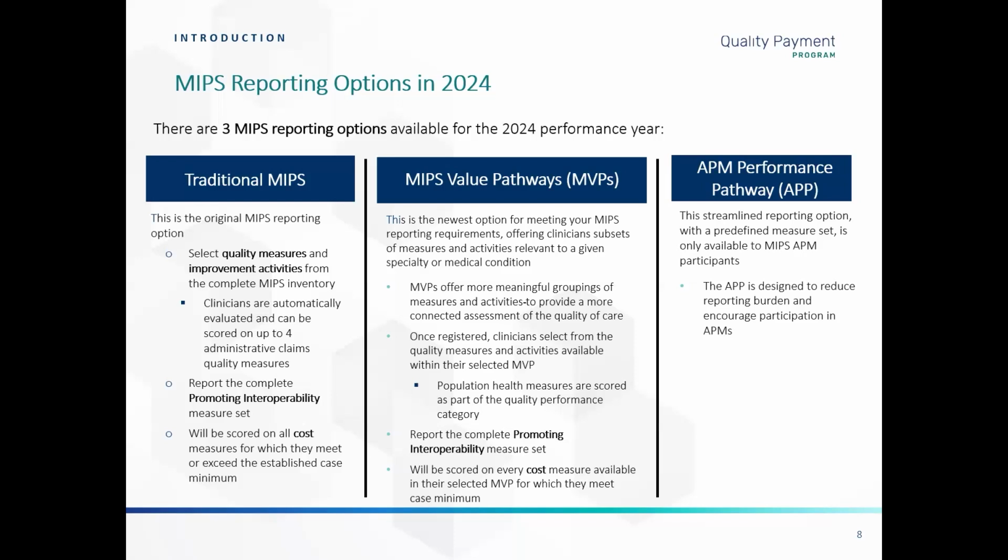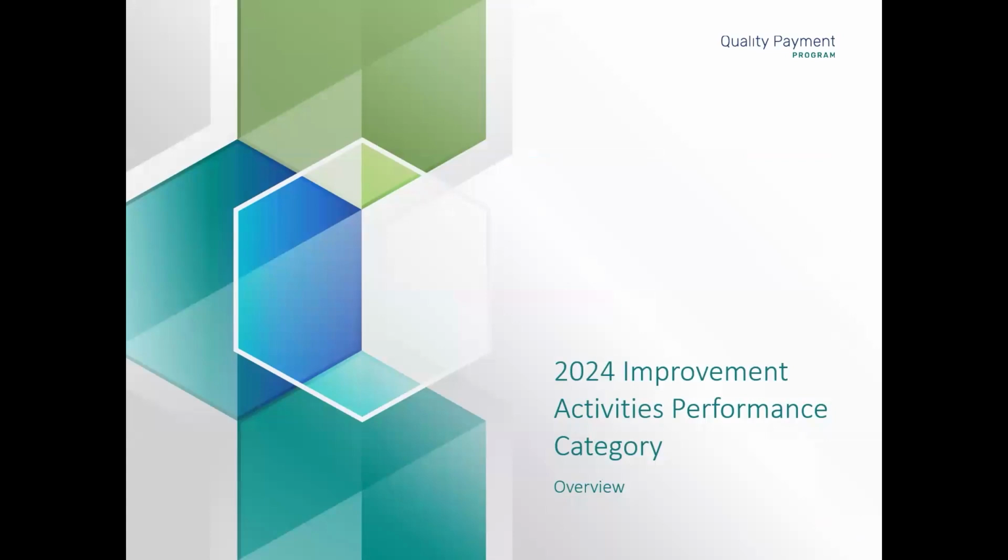The third option for reporting to MIPS is through an APM performance pathway, or APP. This streamlined reporting option is a predefined measure set. It's only available to MIPS APM participants, and the APP is designed to reduce reporting burden and encourage participation in APMs. Now we will give you an overview of the improvement activities performance category within MIPS.